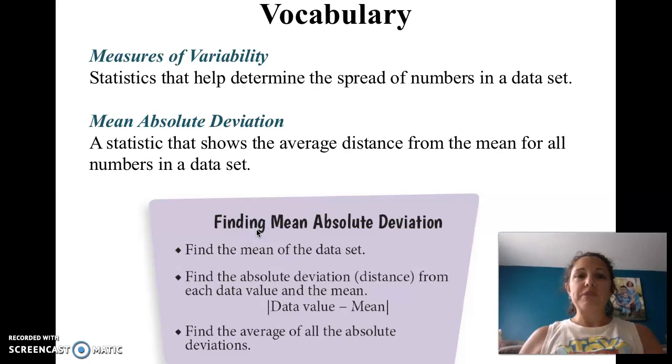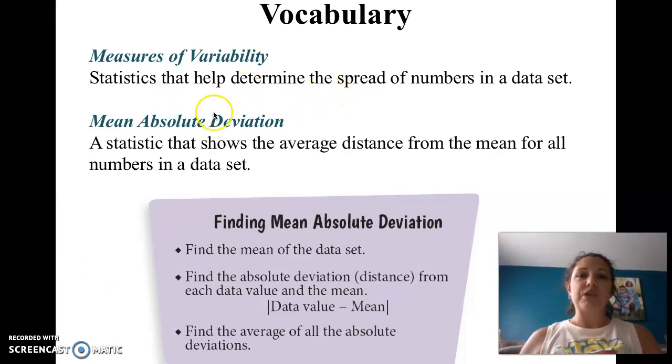So we talked about measures of center. Remember that would be mean, median, and mode. And we've also been working on measures of variability. So range is one of those. And then today we're going to talk about mean absolute deviation. So how do our values deviate? How do they differ from the mean?